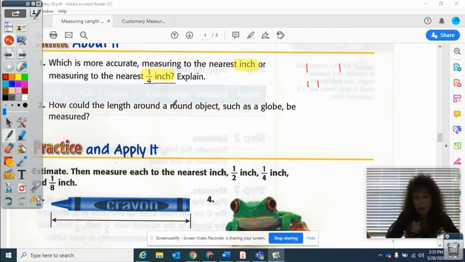How could the length around an object, such as a globe, be measured? So what do you think about going around something that's kind of circular or spherical? Any thoughts? How might you measure something that's kind of round, circular or spherical, like a ball. Okay, so there's really no wrong answer to that. It's just kind of what you think.